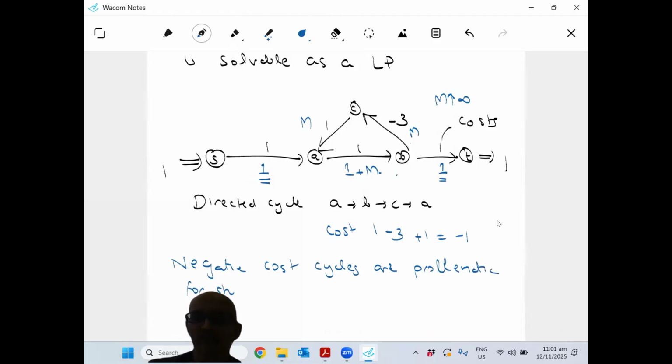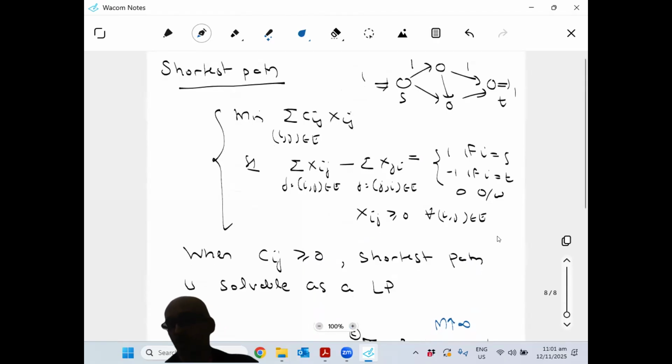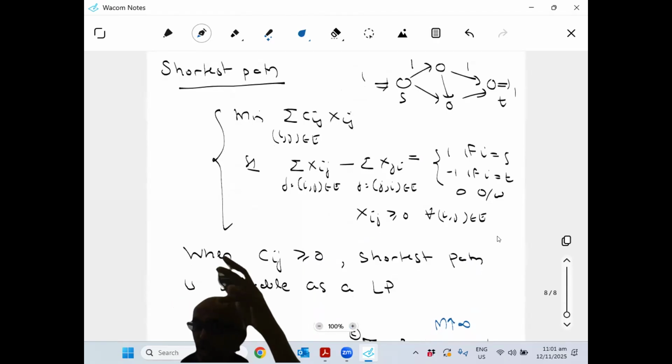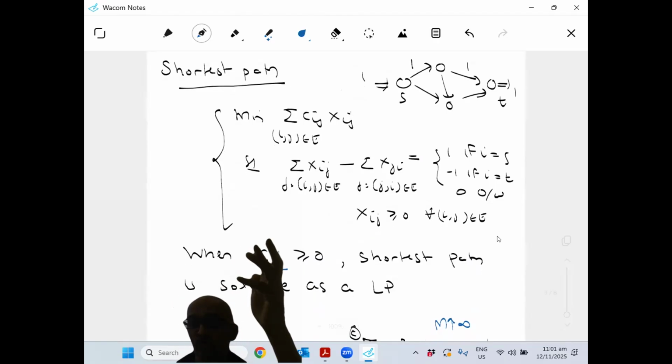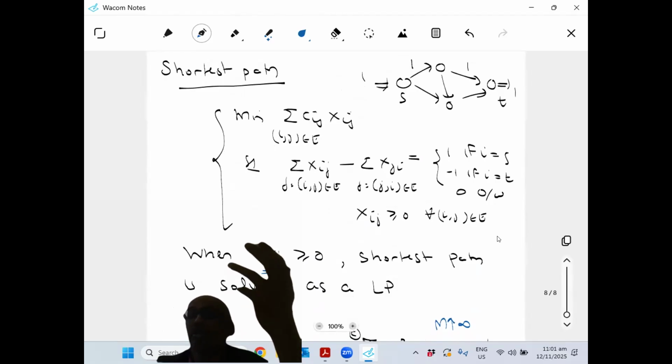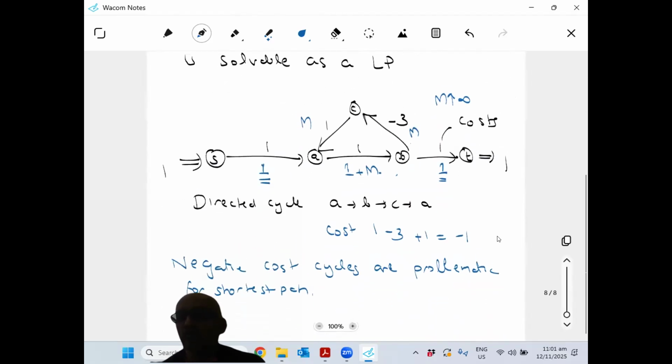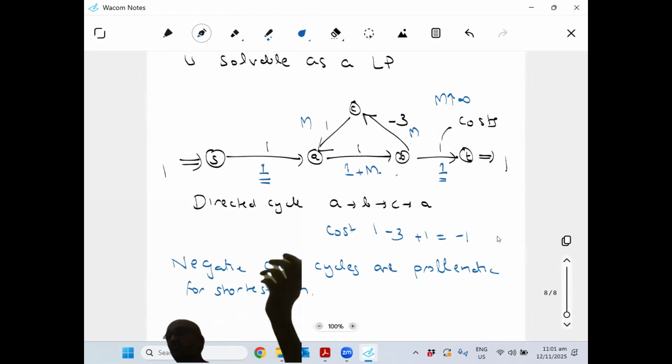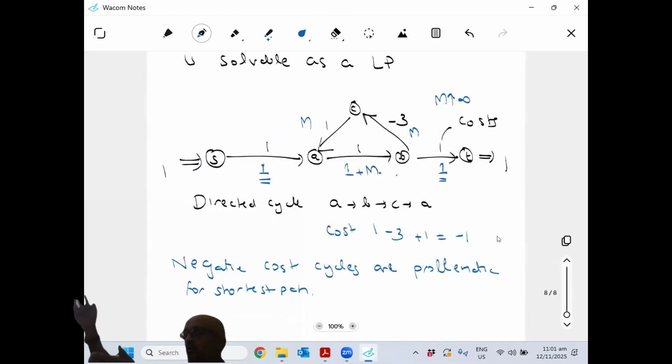Basically, it turns out you can't solve those problems in polynomial time efficiently. You can't solve it as an LP. This idea of solving shortest path as an LP works whenever these costs are non-negative. Of course, if the costs are non-negative, even if I've got a cycle, I'm adding up costs, so it can only be a positive number.